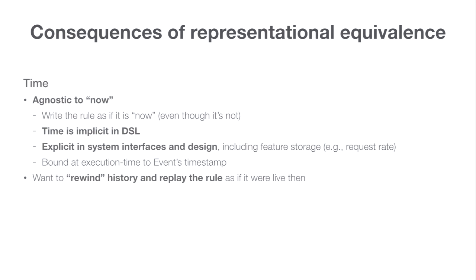So the summary of that is that we want to rewind history and then replay the rule. I put rewind in quotes because that's literally the name of the system that does this. Now, all of that is actually somewhat simple compared to the harder problem of materializing actions and extreme out-of-order delivery.